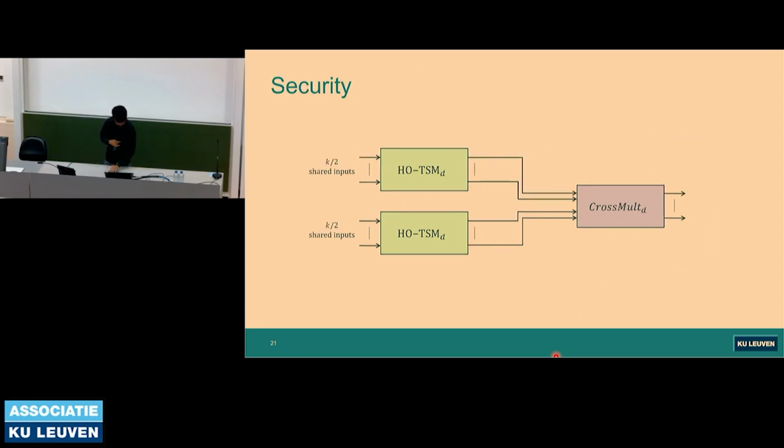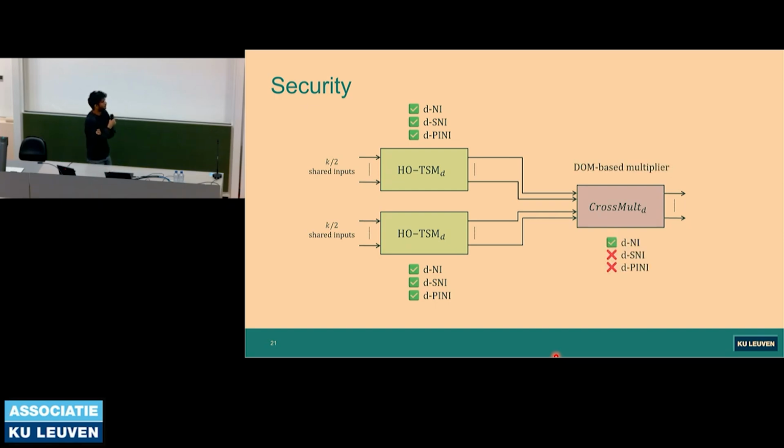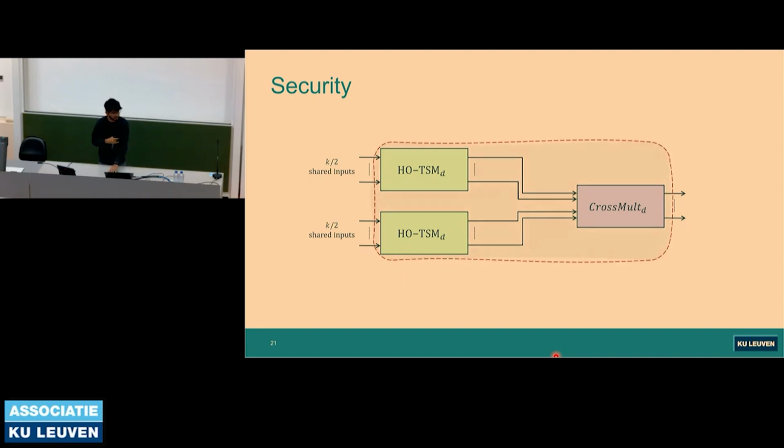So security-wise, these 2 blocks at the left satisfy all properties, NI, SNI, PINI, and this is useful because, let's say, I have a DOM-based multiplier next, which is only NI and not SNI and PINI. Composing this is still fine. Let's say our HOTSM block was just PINI and not SNI, then it would be a problem to compose this, but because it's both PINI and SNI, it's fine. And as a result of doing this, you get a bigger gadget which satisfies all properties, which is NI, SNI, and PINI.